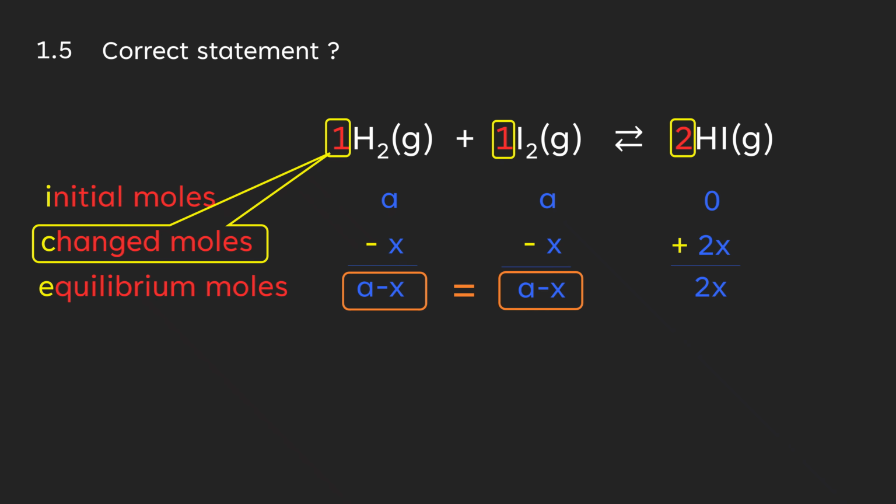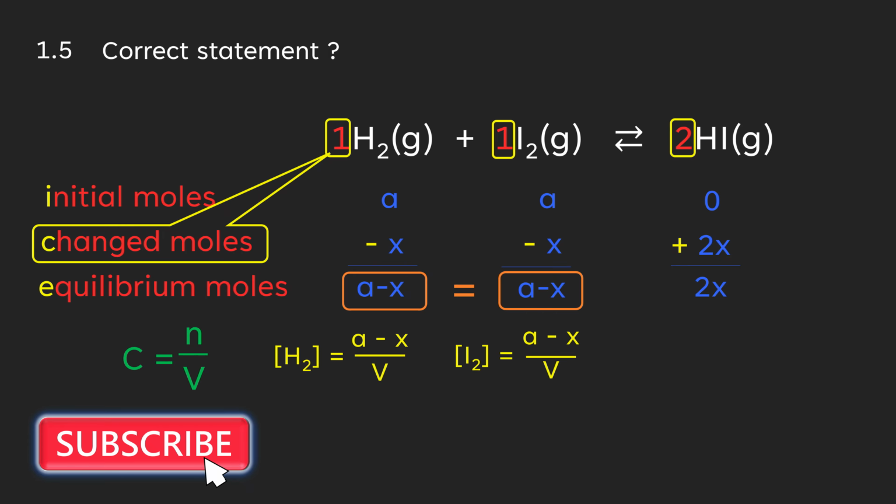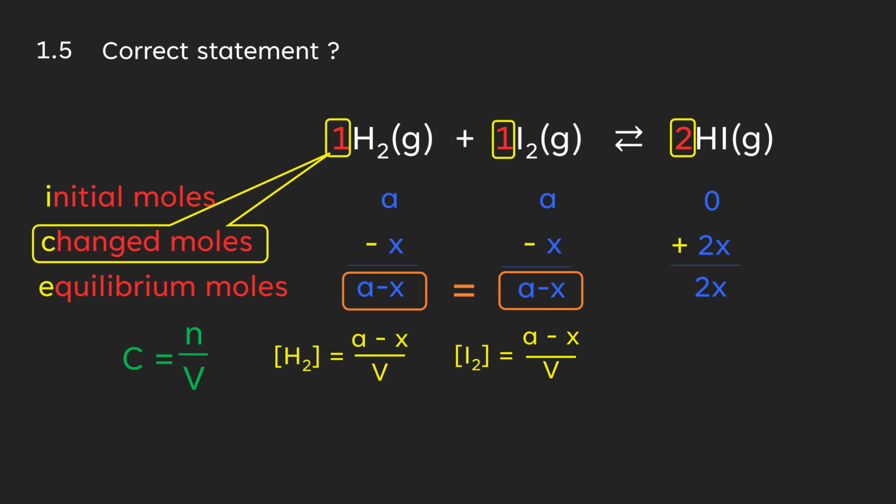We can see that no matter what the actual values are, the equilibrium moles of the two reactants are always equal. But the answer options are in terms of concentration and not moles. And we know this because the answers are written in square brackets. Since concentration is equal to moles divided by volume, we can write the concentrations of the two reactants like this.